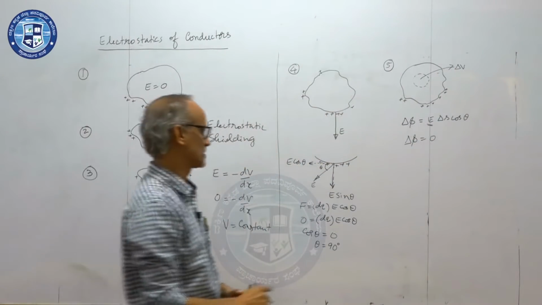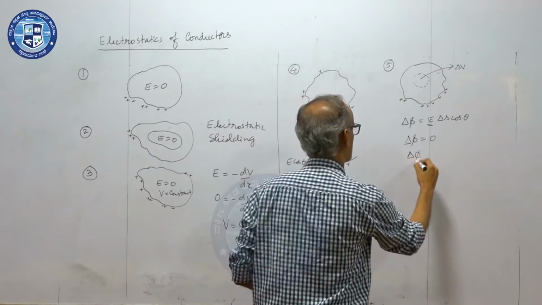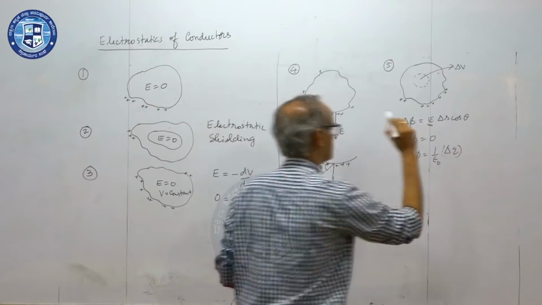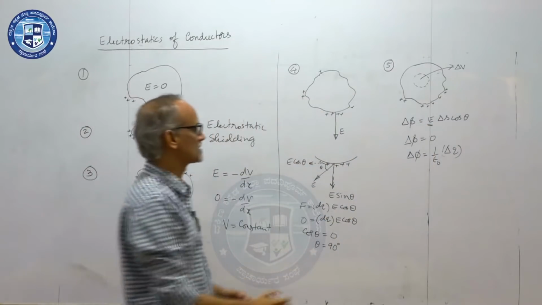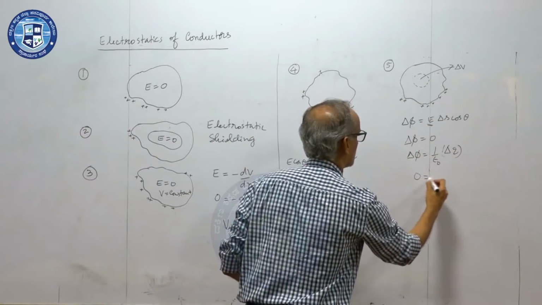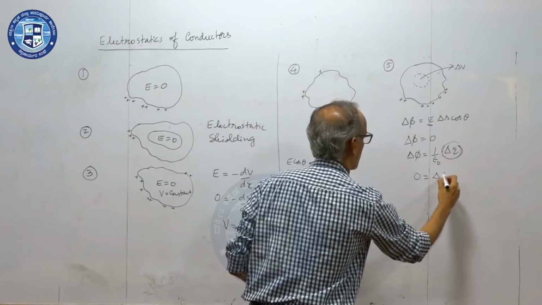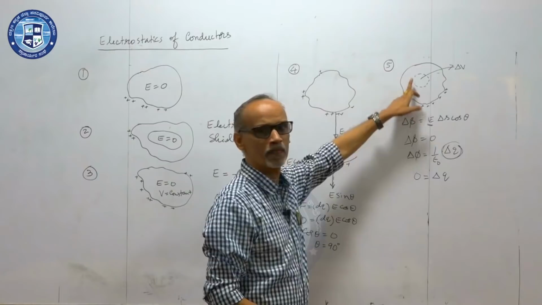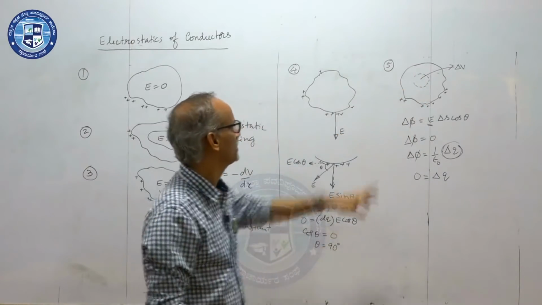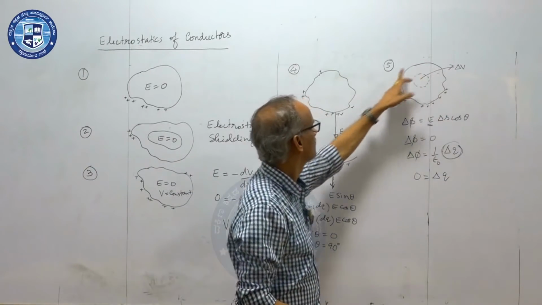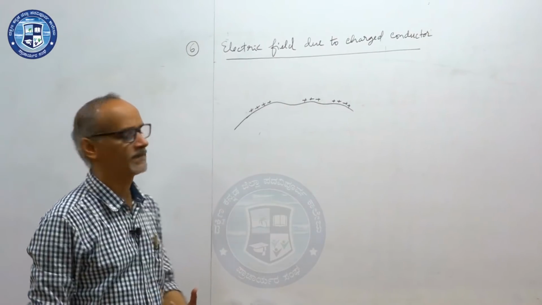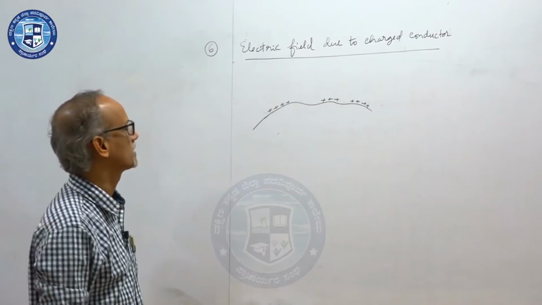So let us apply the Gauss theorem. Delta phi is equal to 1 by epsilon naught into delta q, and since the flux is 0, this delta q has to be 0, which proves that no charges will remain inside the charged conductor; they will reside only on the surface of it. So we can find the electric field due to a charged conductor of any shape.